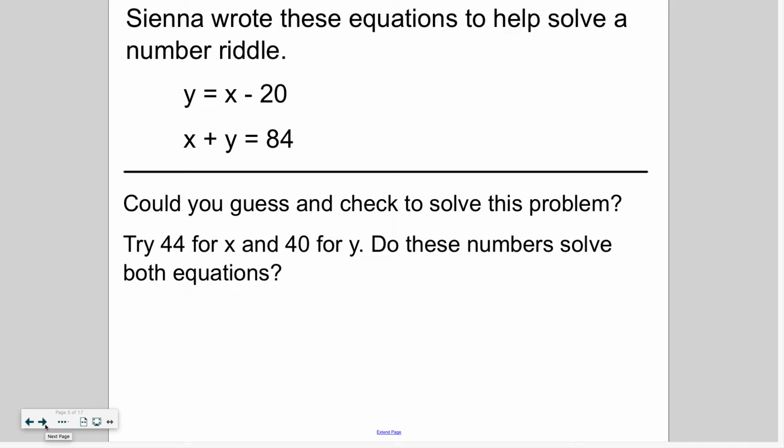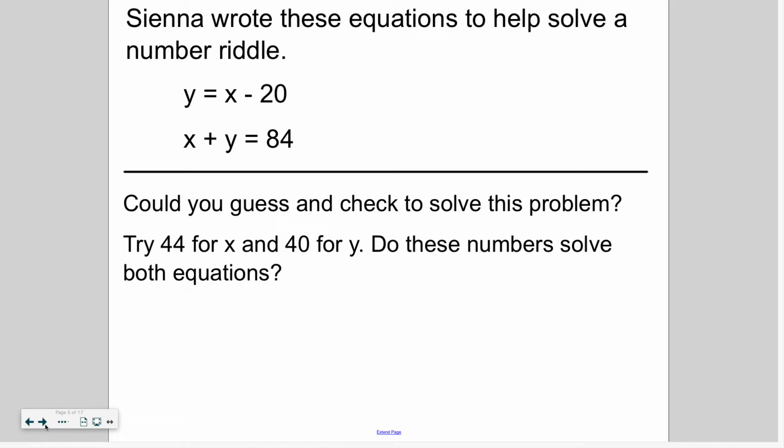Alright, so could we guess and check to find the solution to this system? Because think about what we need. For the first equation, we need two numbers, an x and a y. Whatever x is, y is going to be 20 less than that. But in addition to that, whatever those two numbers are, they need to add up to 84. That's the system. It's like a puzzle. You came up with examples for both, but now you need the one example that works for both. So you need a value of x that if you took 20 away would give you your y value.